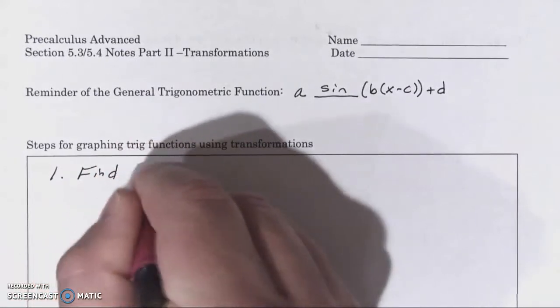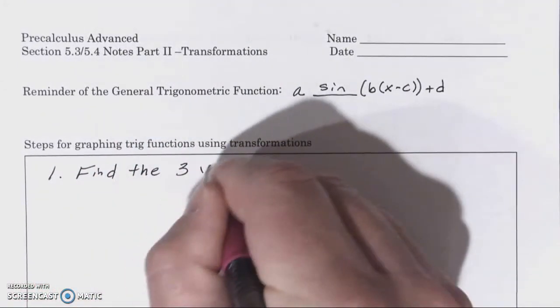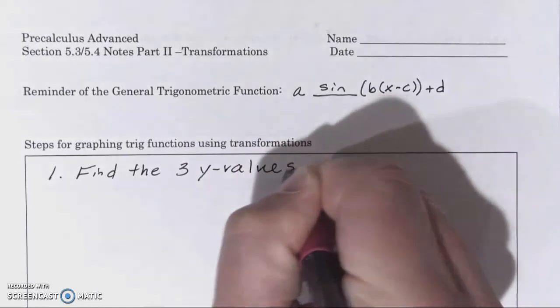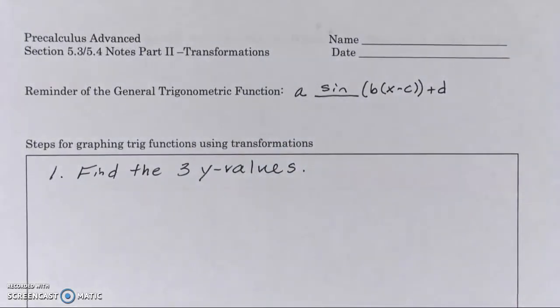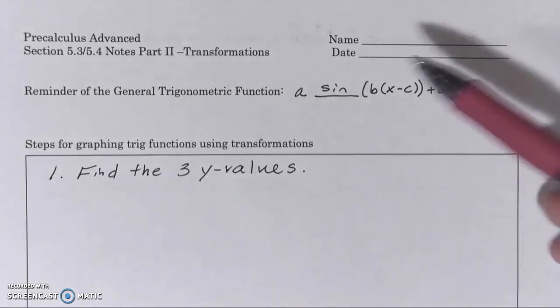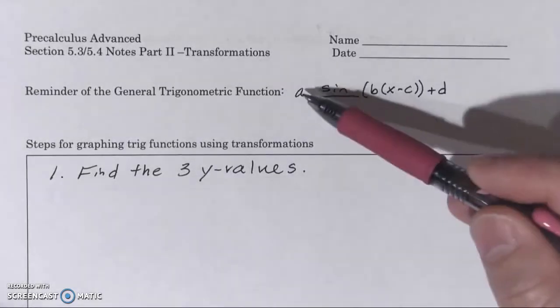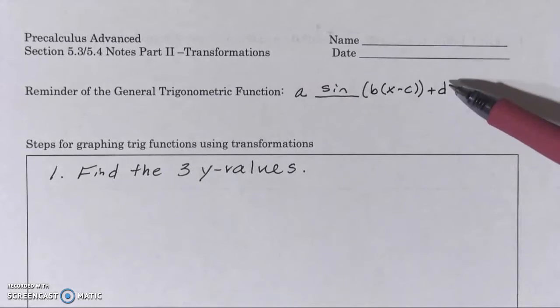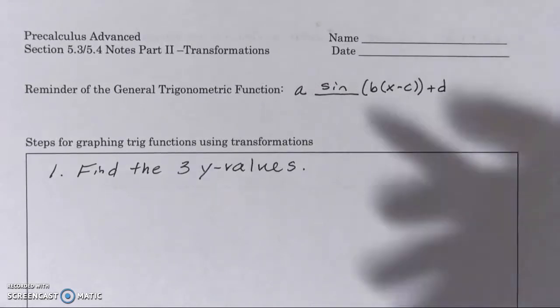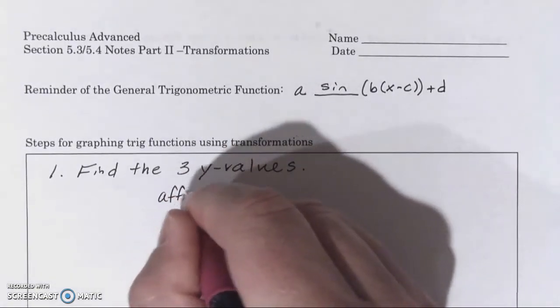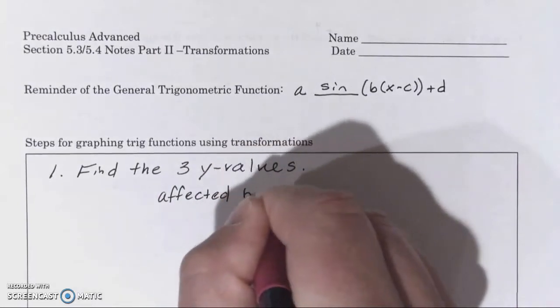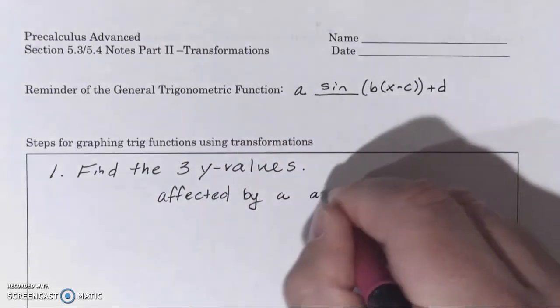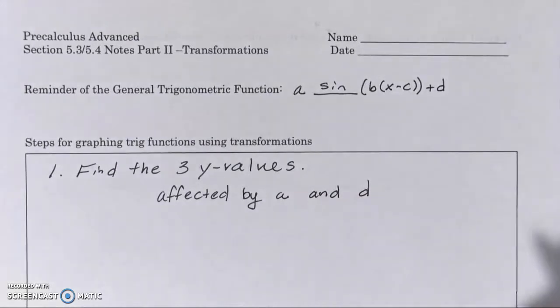We're going to find the three y values. We will mandate that you give us three y values, just like on the parent function. So for sine, cosine, and tangent, those y values were -1, 0, and 1. And two of these, the a value and the d value, if they're there, those are going to affect the y values. They're affected by a and d.